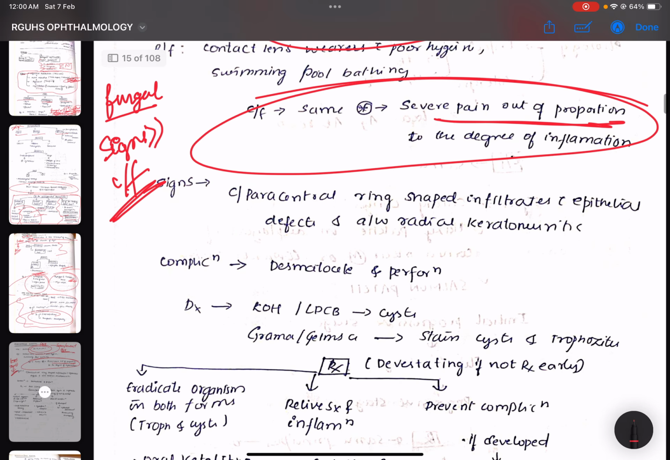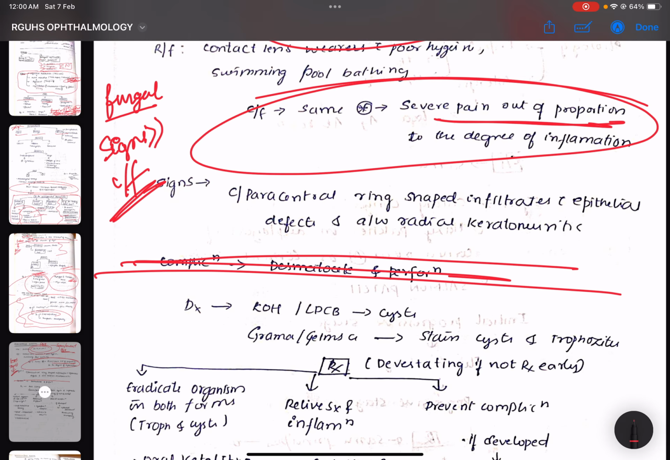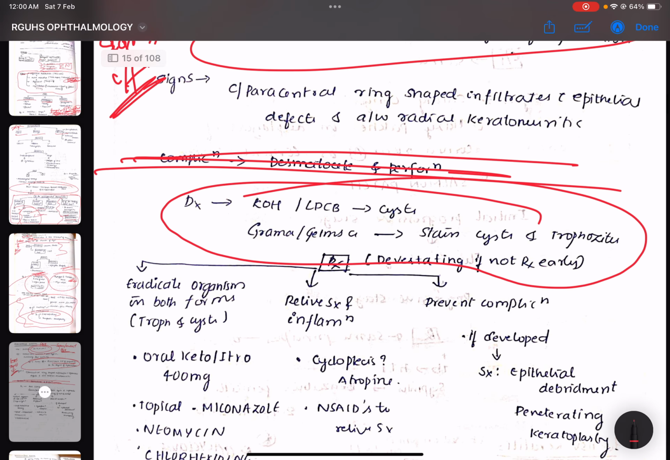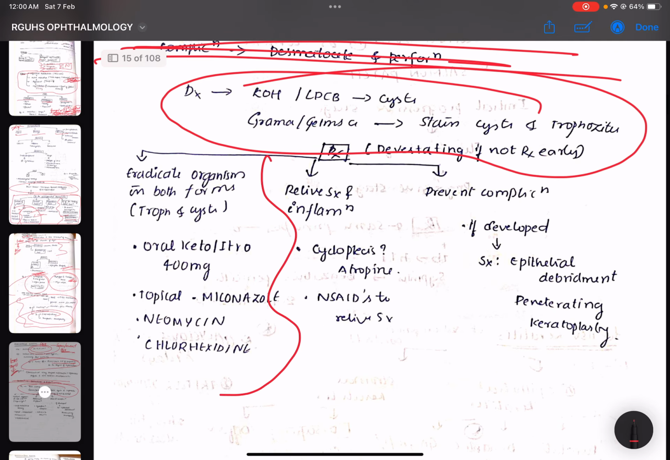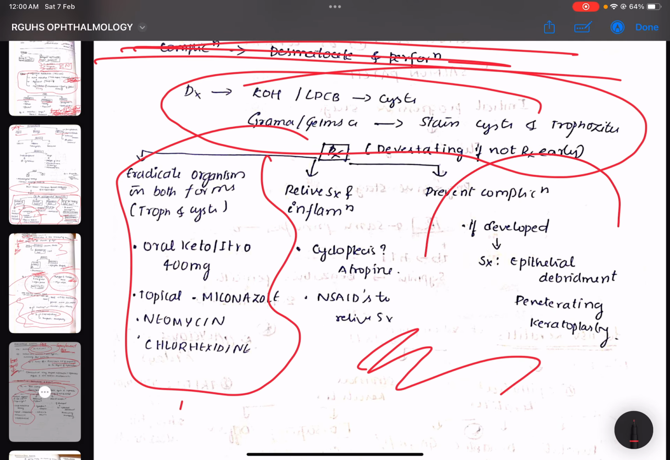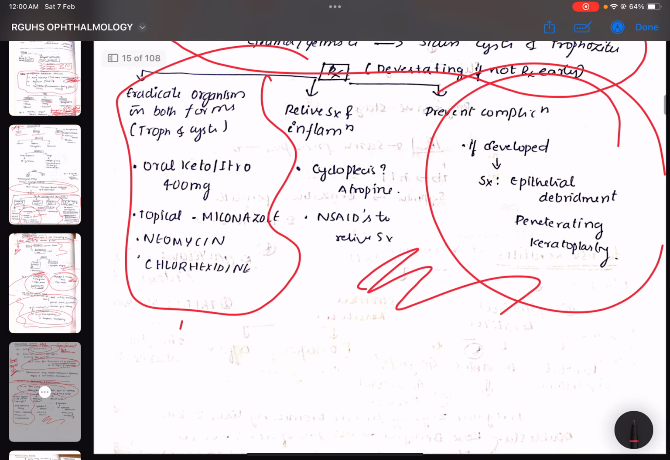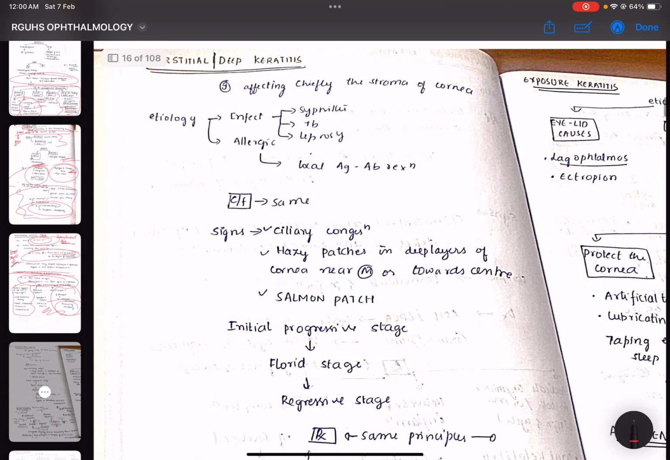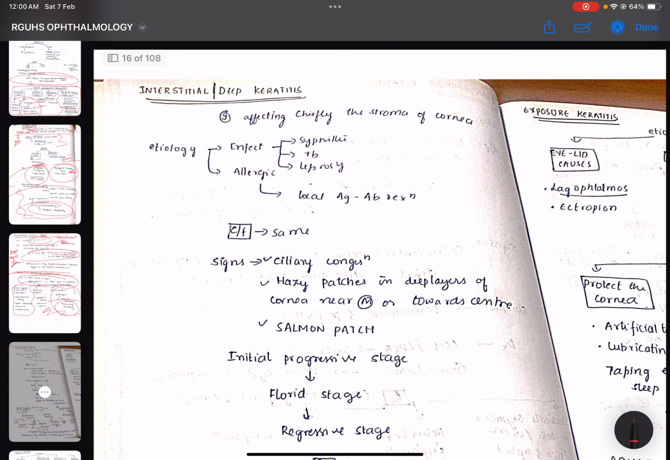Then again, these are the signs. Complications you can write the same thing. Again, how do you diagnose? The same diagnosis protocol which you follow for all your amoeba infections. Then you have to eradicate both trophozoites and cysts with these medications, and also you have to give cycloplegics and prevent complications. This is how it goes. Again, if you have landed in complications, you have to do keratoplasty. Then again, coming to deep keratitis.